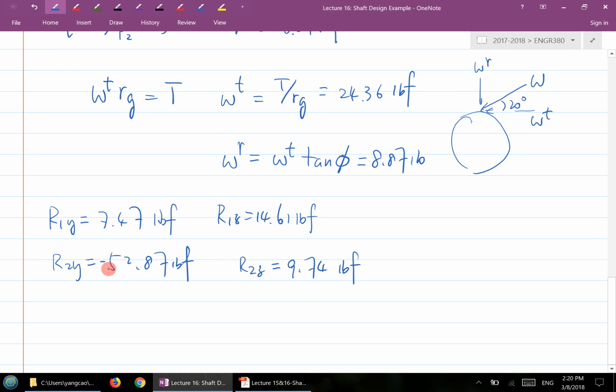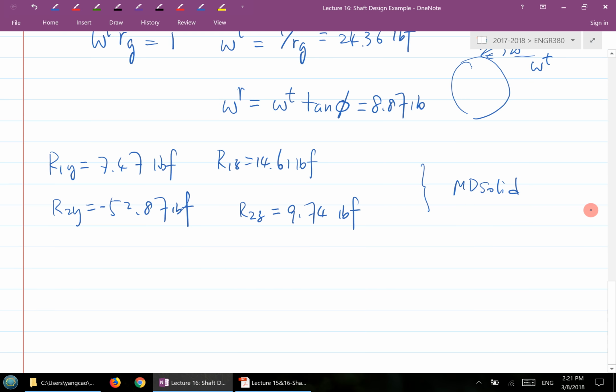And it's probably negative right here. Okay. Once you figure out the forces at the different locations, bear in mind, I think there is a software called MD Solid for you to use. And if you use AutoCAD Inventor, there's a design accelerator. You can also use that design accelerator to figure out all the supporting forces for you.